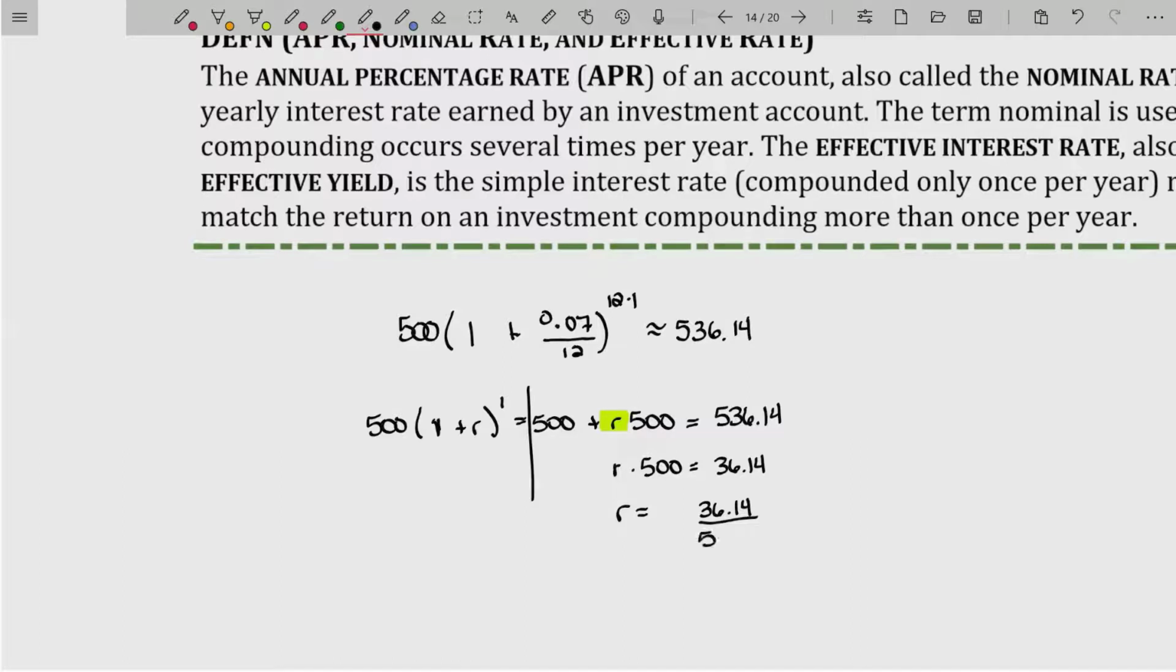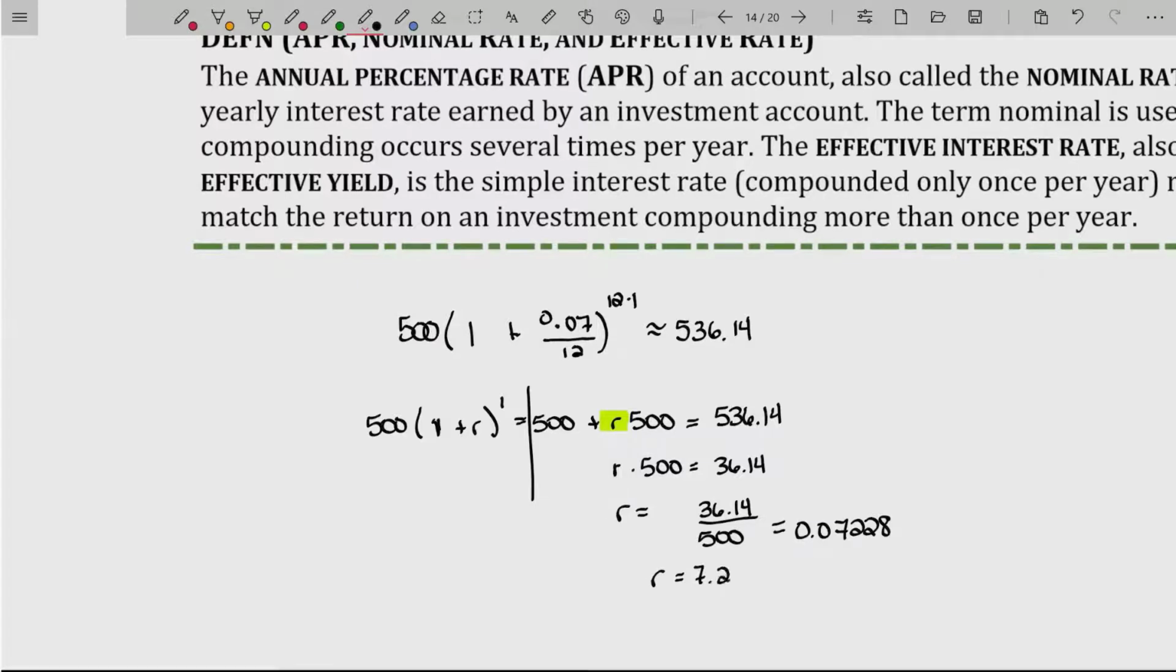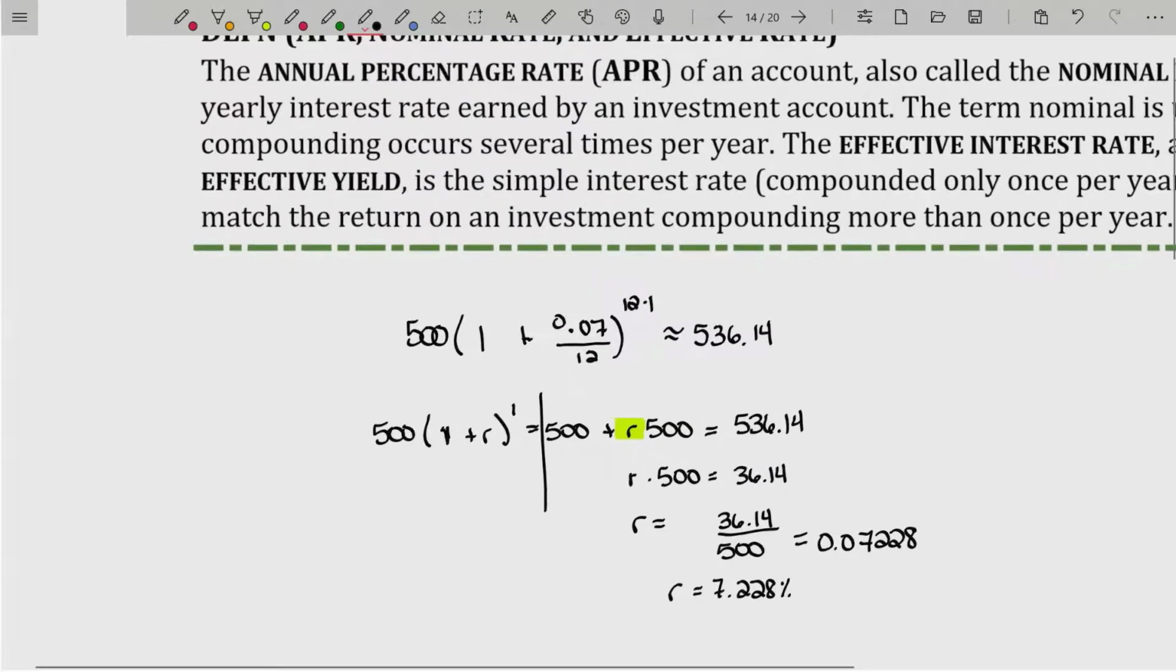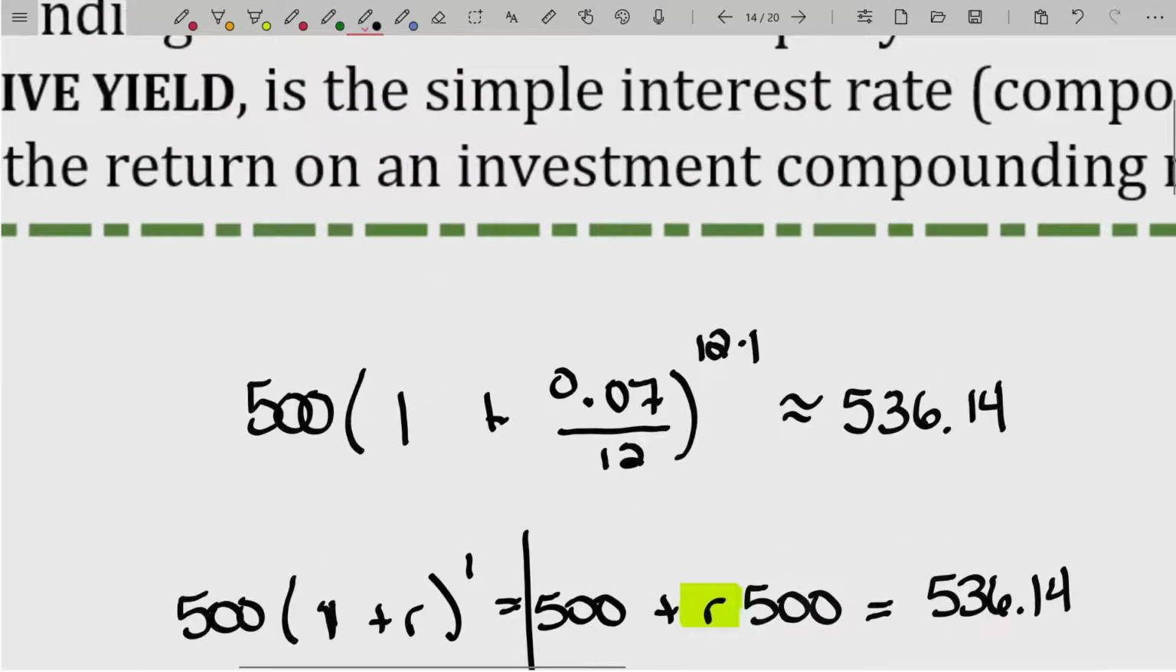3614 over 500. And I just grabbed a handy dandy calculator here. This is 0.07228. It's exactly that, which means R would have to equal 7.228%. So if I had an annual percentage rate on my account of 7% and it compounded 12 times per year, I would get $536.14 at the end of that year.